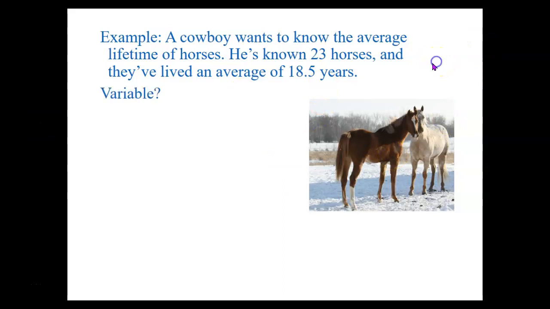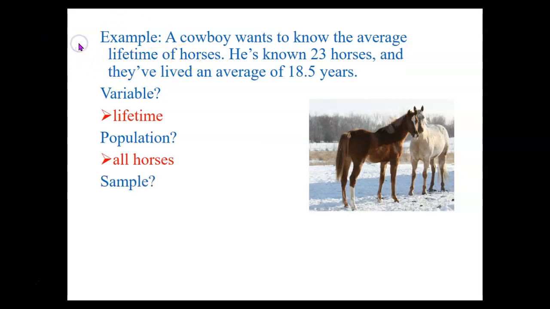So in this example, what's the variable? What's the thing that varies from one horse to another that we're interested in talking about? Well, that would be the lifetime. Not the average lifetime, but the individual number of years for that particular horse. It's one number of years for one horse, a different number of years for a different horse. It varies from one horse to another. So the variable is the lifetime or the number of years that the horse lives. What's the population? All horses. Basically all the horses in the world. He's talking about horses in general. And his sample is the 23 horses that he has known, that he knows about.